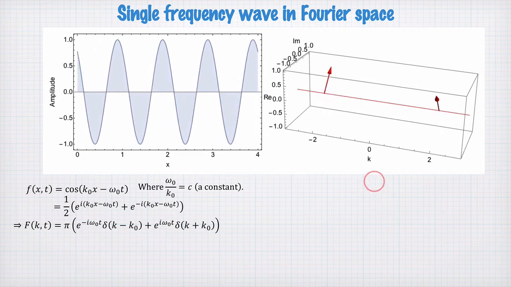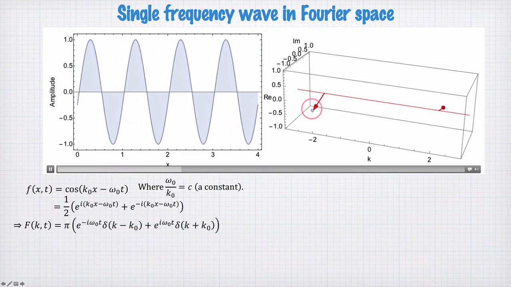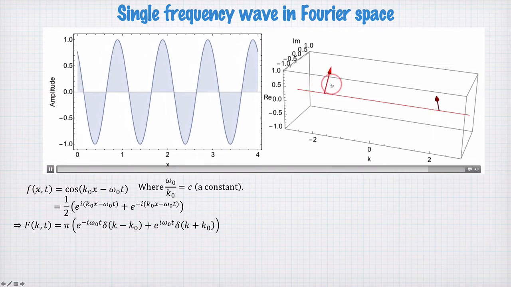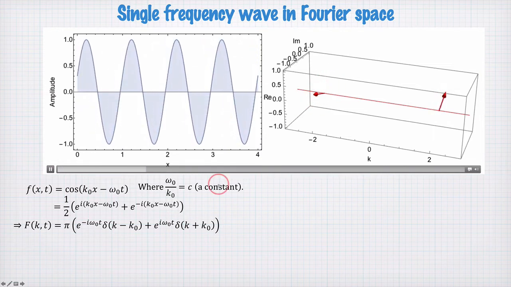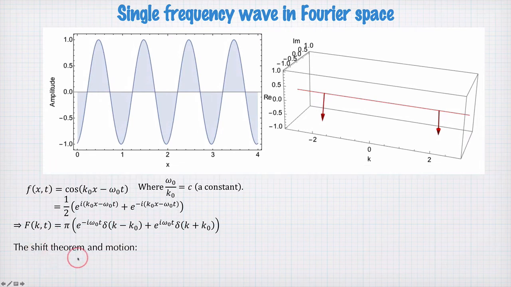So what we've discovered is that the motion of the wave in real space corresponds to rotation of these k components around the complex plane in the Fourier space. Now this is something that we can understand from a different perspective, that is via the shift theorem. So the shift theorem is something we can use for a function that is translated in space or time, depending on which domain we're thinking about.